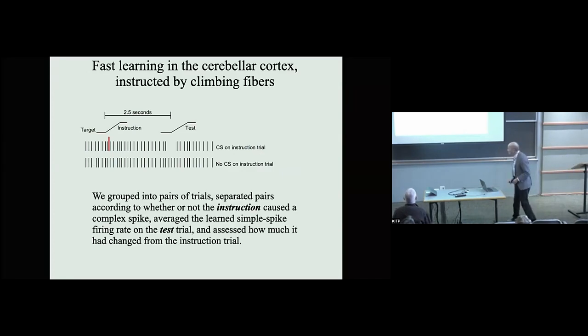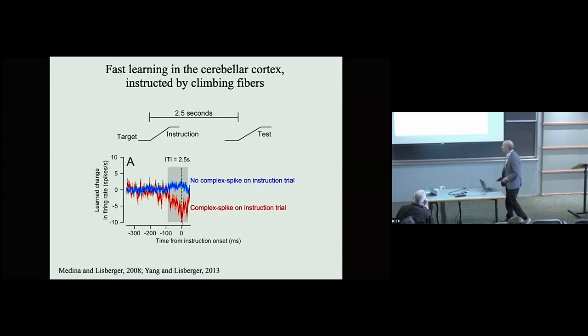So what we did is we took our 400 trials, we separated them into pairs, we looked for all the trials where there were two consecutive identical stimuli, and we divided them according to whether or not there was a climbing fiber response on the first trial, and we averaged them together in separate groups to see whether there was a change in simple spikes between trials. And so here's what we found.